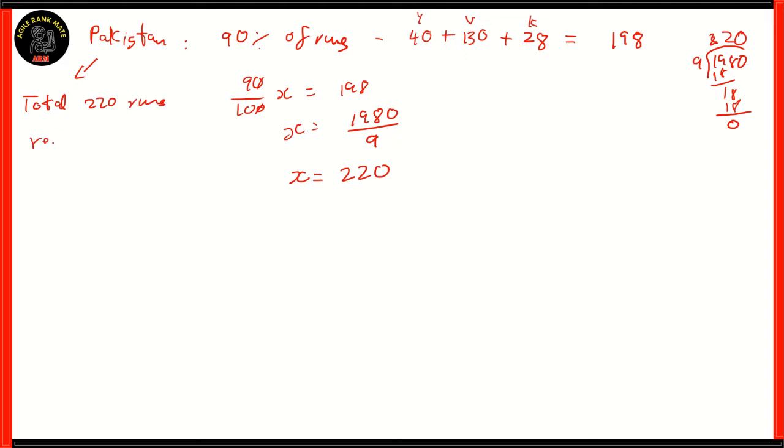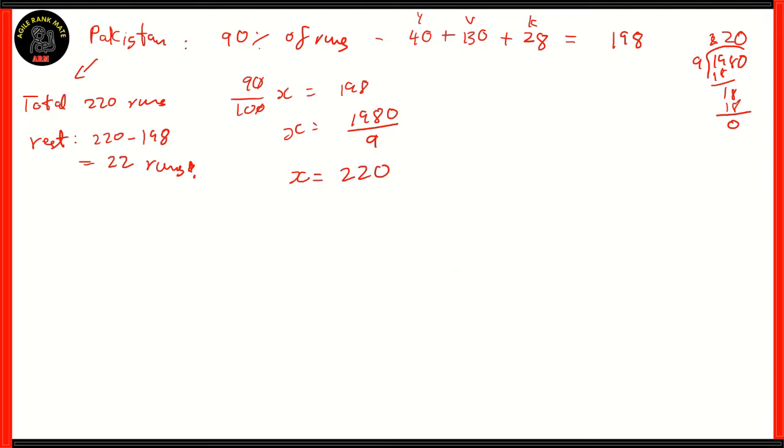Now that means the contribution of the rest of the batsmen would be 220 minus 198, which in this case is 22 runs. So a total of 22 runs was contributed by the rest of the team, while 3 players scored 198.